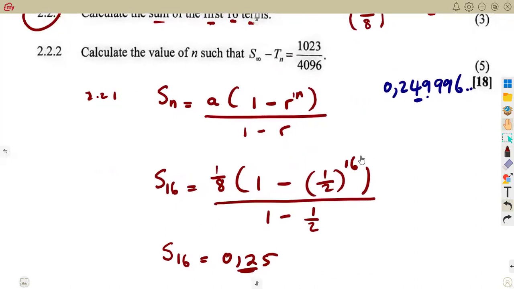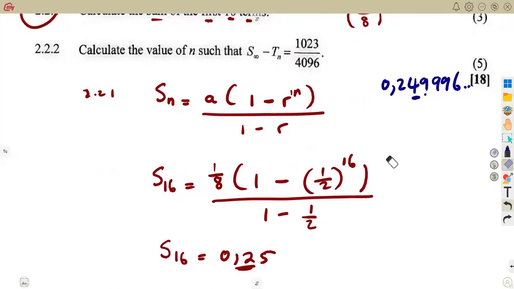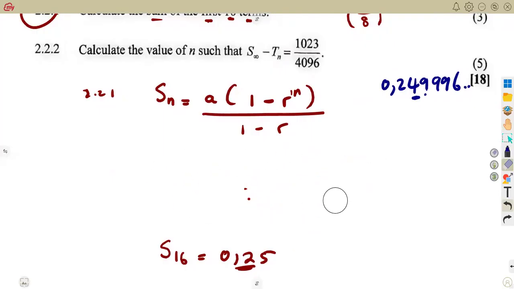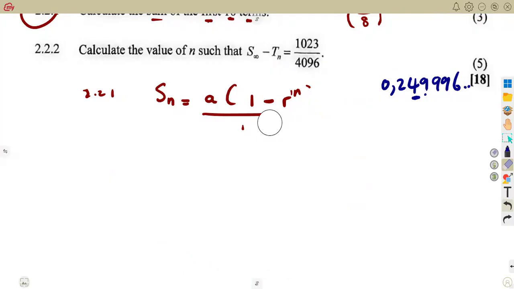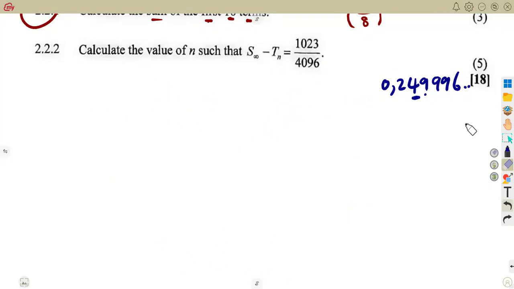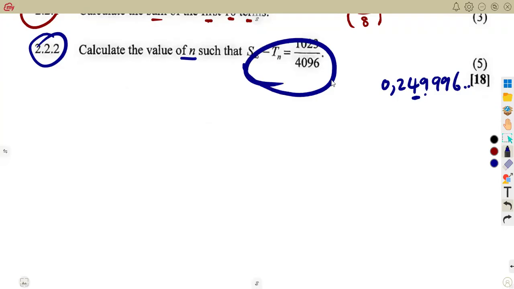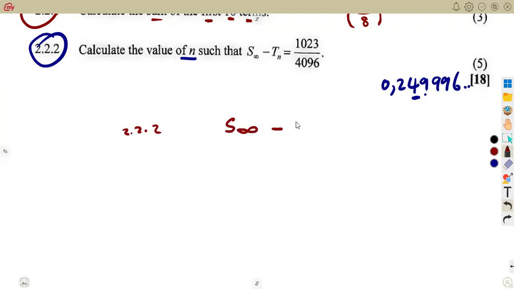Then on another part, question 2, let us just remove this in case we need it, then we are just going to rewrite this part. We are given another part, which has 5 marks. Calculate the value of n such that we are given a statement to consider. The sum to infinity minus Tn is supposed to be equal to 1023 over 4096.